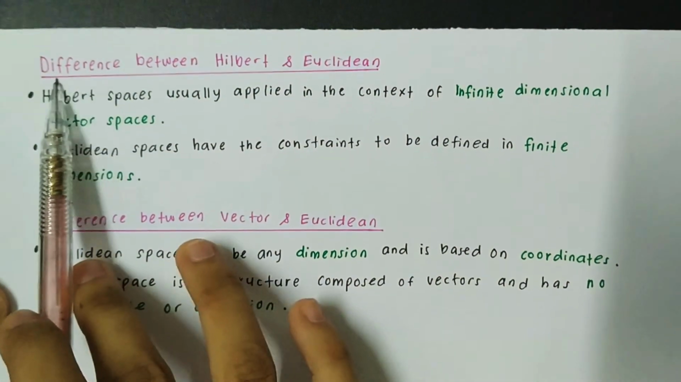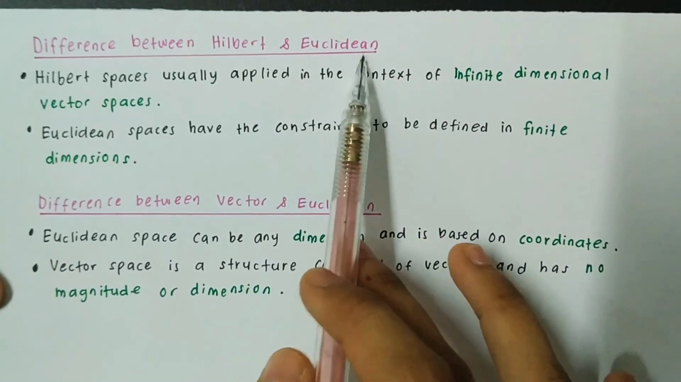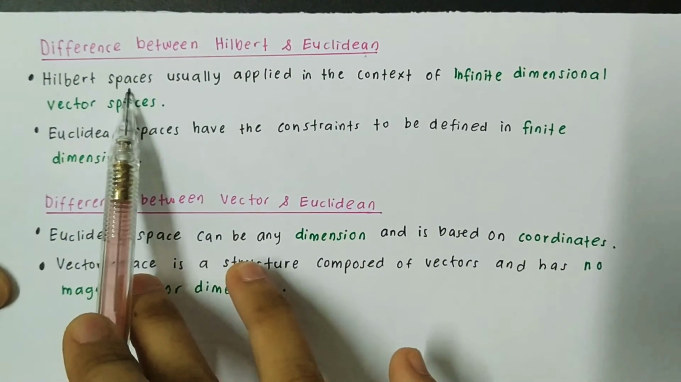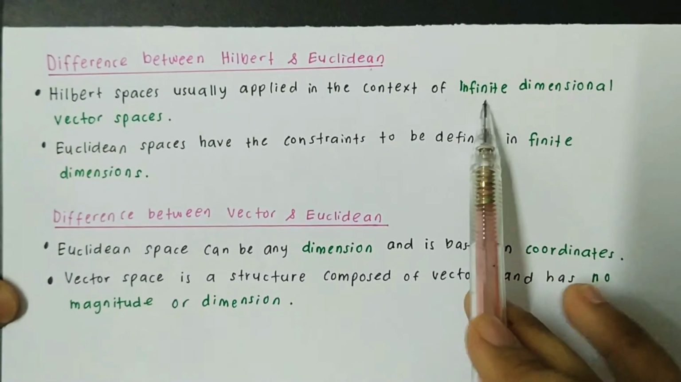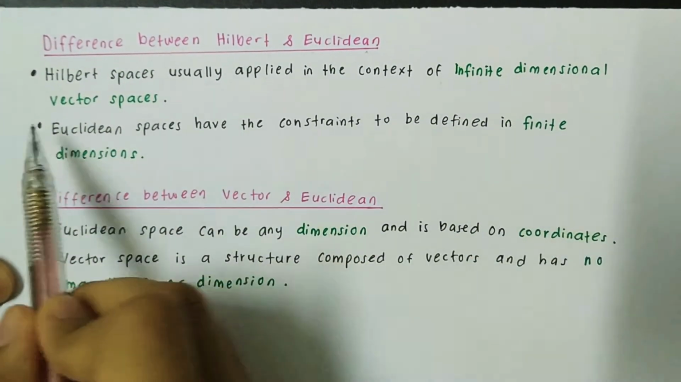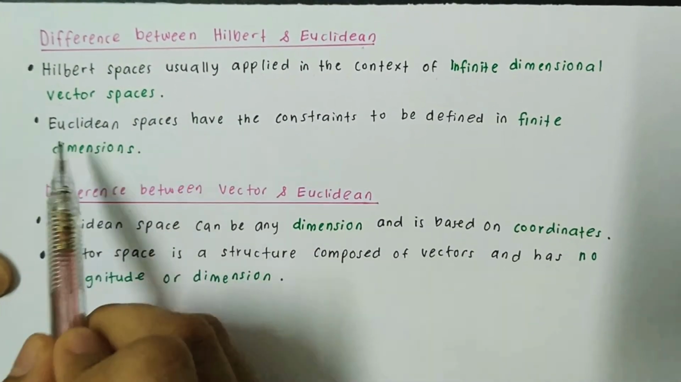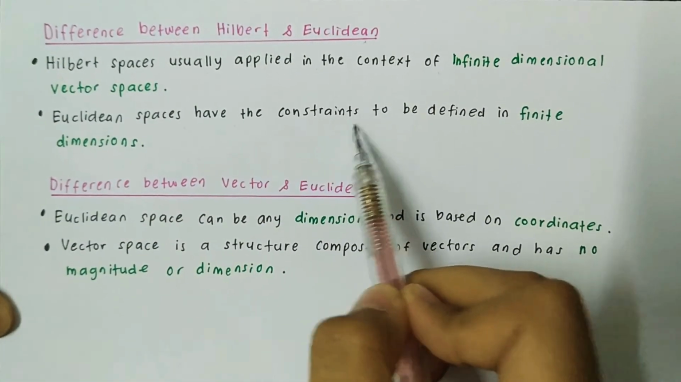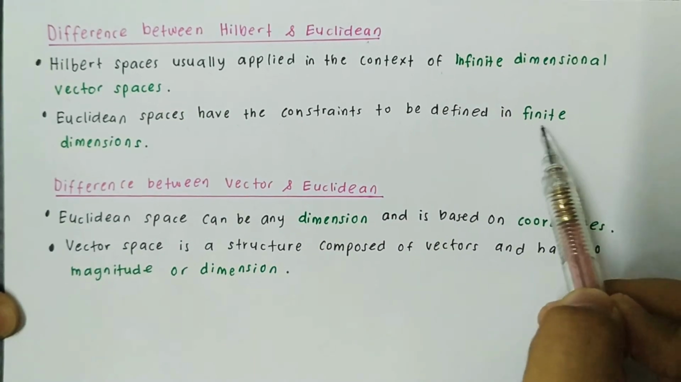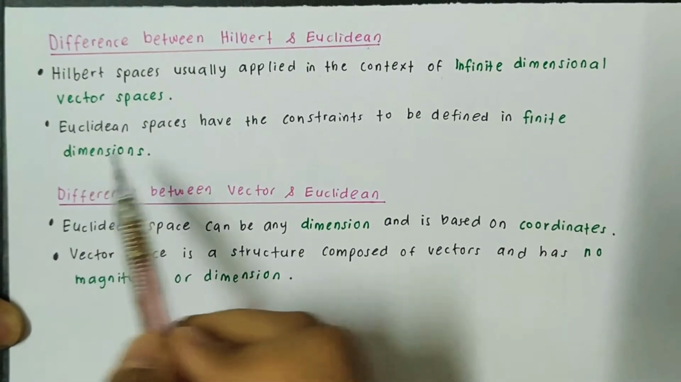Okay, next is the difference between Hilbert and Euclidean. Hilbert spaces are usually applied in the context of infinite-dimensional vector spaces, but Euclidean spaces have the constraint to be defined in finite dimensions.